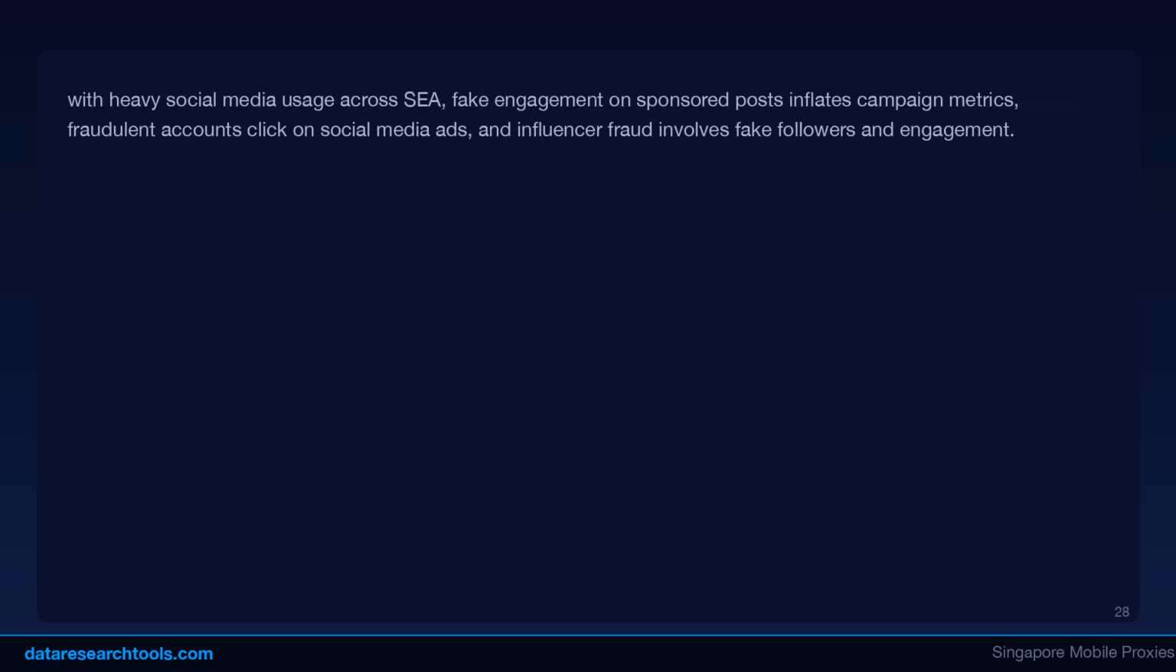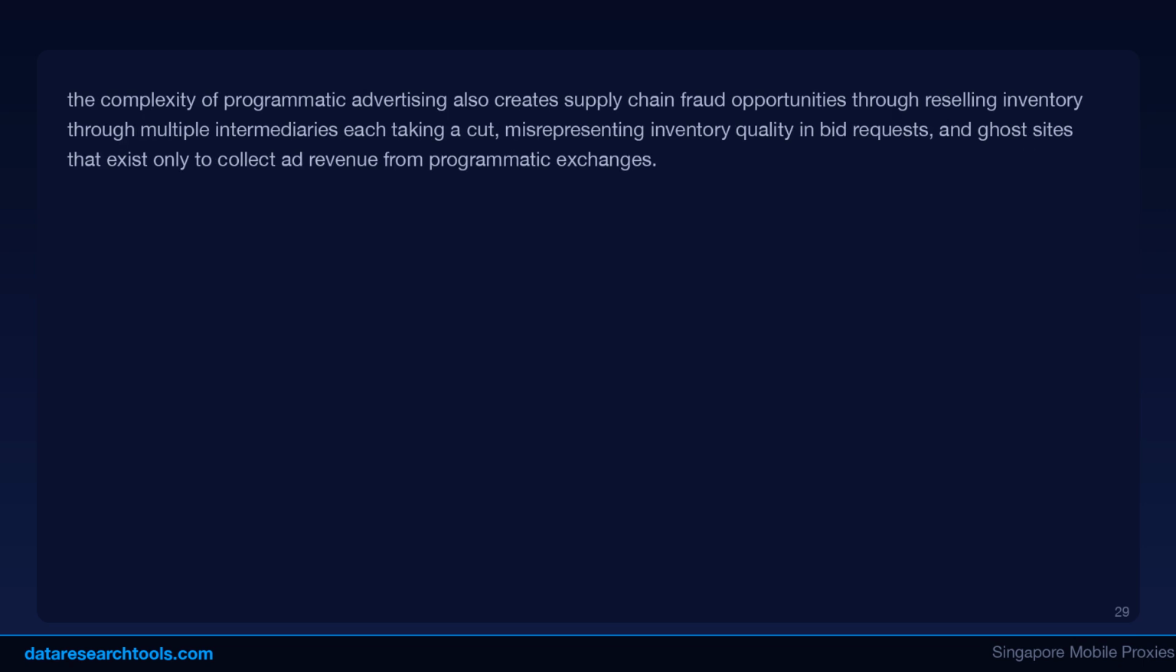The complexity of programmatic advertising also creates supply chain fraud opportunities through reselling inventory through multiple intermediaries, each taking a cut, misrepresenting inventory quality in bid requests, and ghost sites that exist only to collect ad revenue from programmatic exchanges.